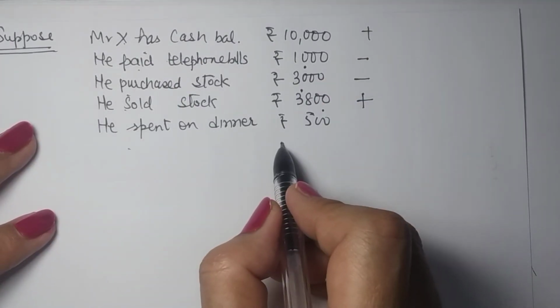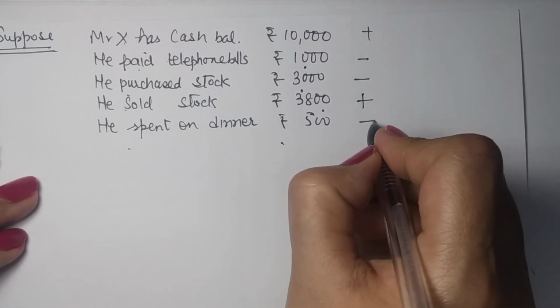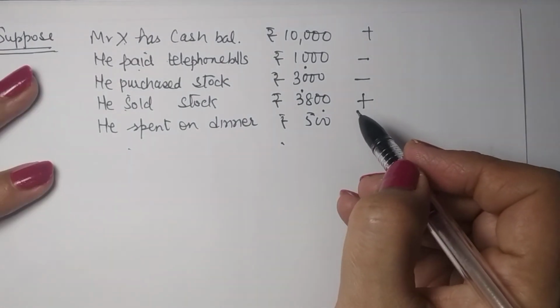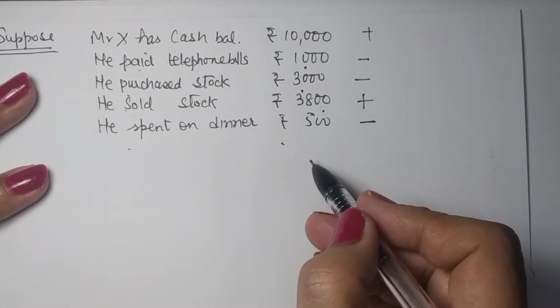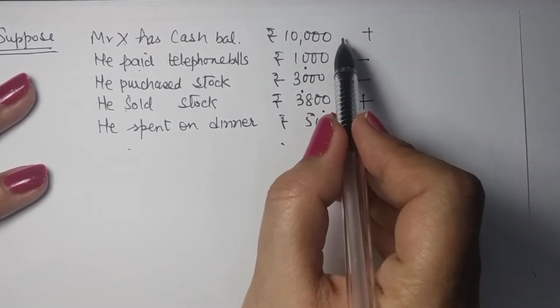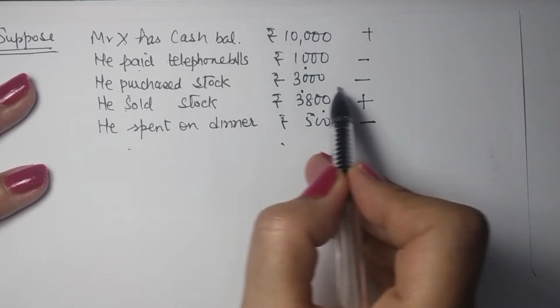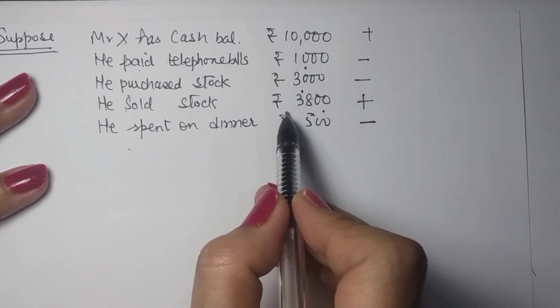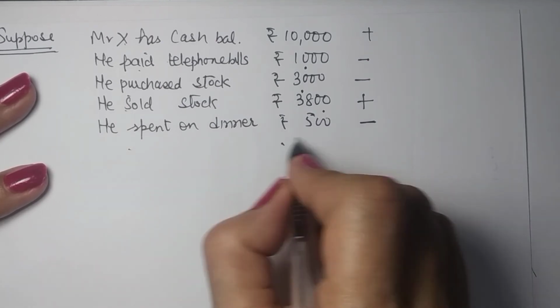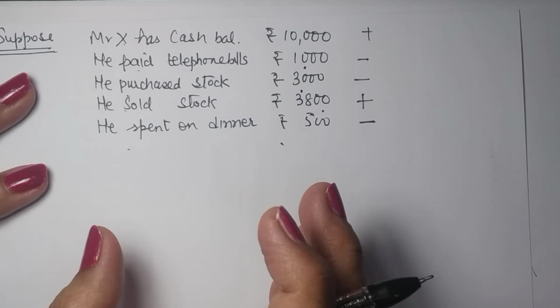Then you spent on dinner. You spent 500 on dinner, so your cash is reduced. So what is the net balance? So you can just balance the amounts. Now how are we going to do? Are we going to do this like say 10,000 minus 1,000, 9,000, then minus 3,000, 6,000, then this plus 9,800, then 9,300. Of course we can do this because transactions are limited.